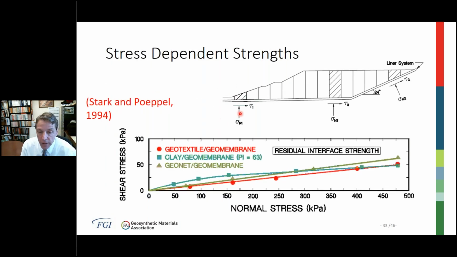This is a cross-section of the Kettleman Hills case, or a depiction of it, and you can see the slope and the normal stress changes along the bottom liner system from low at the toe, maybe highest in the middle, and low again at the top of the slope. And the envelopes I showed you earlier show changes in strength with normal stress.